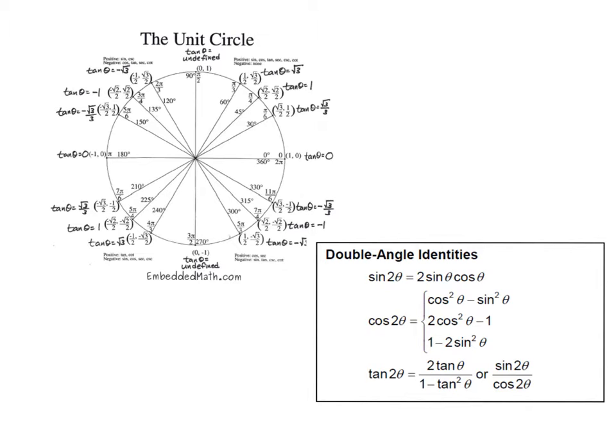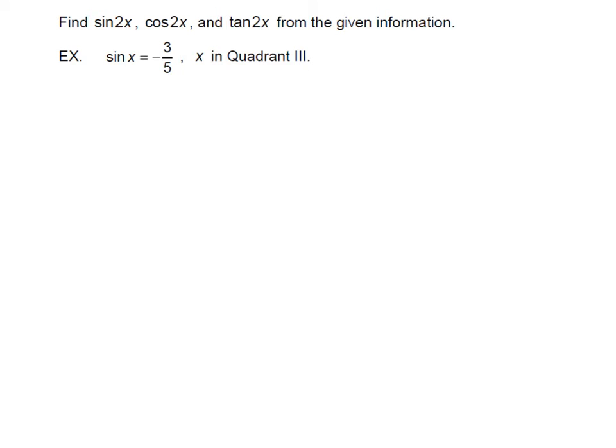We'll start with the double angle identities, and you can see them here. The cosine has 3 different formulas, and it really won't matter which one we use. You can just choose whichever one you want. The tangent has 2 different formulas. So the problem you'll have in your homework will say, find sine 2x, cosine 2x, and tangent 2x from the given information. Then you're given that the sine of x equals -3/5, and that x is in quadrant 3.